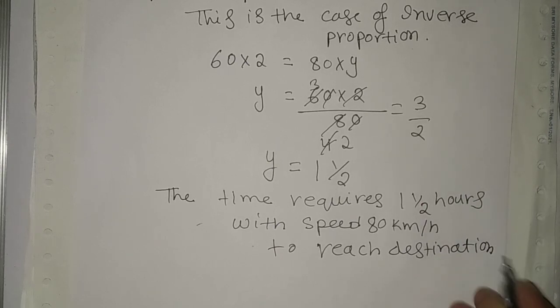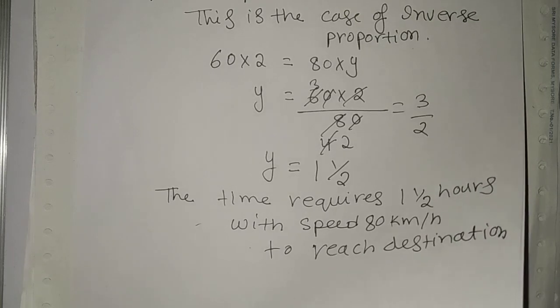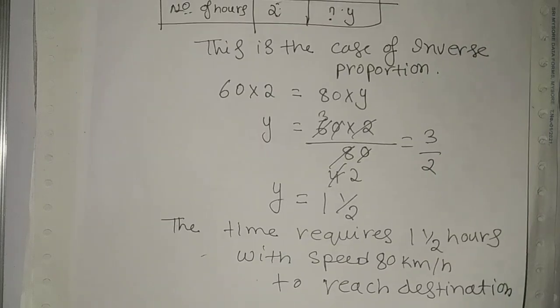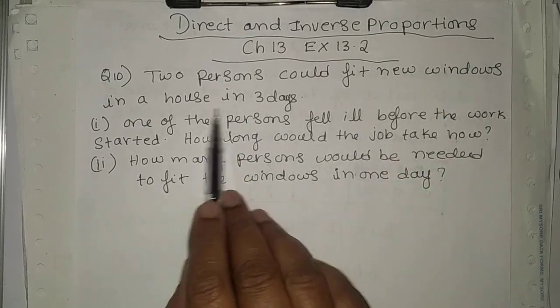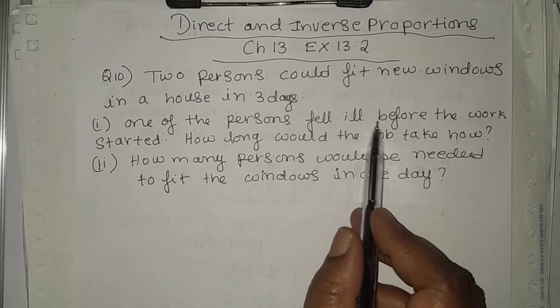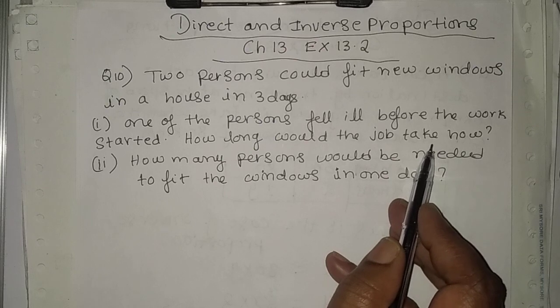So this is the solution for the 9th problem. We move on to the 10th one. Two persons could fit new windows in a house in 3 days. The first case is, one of the persons fell ill before the work started. How long would the job take?